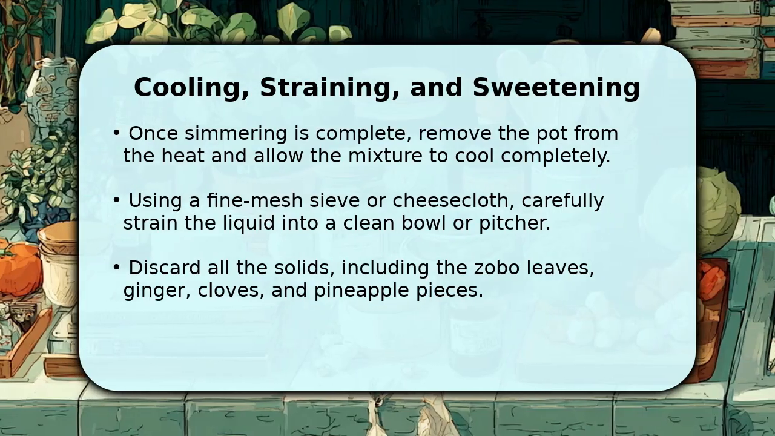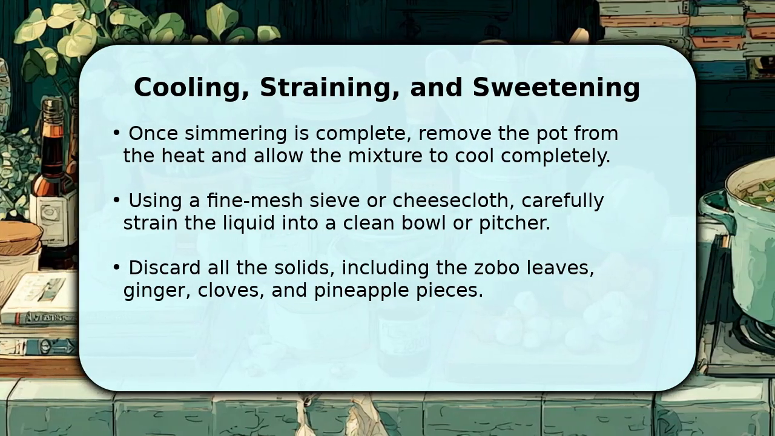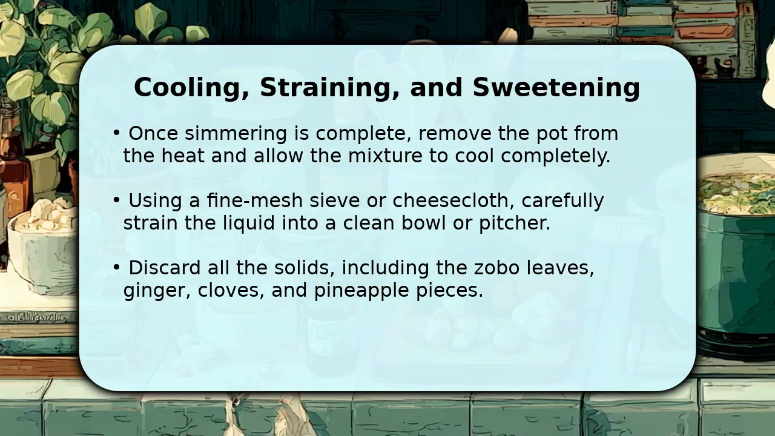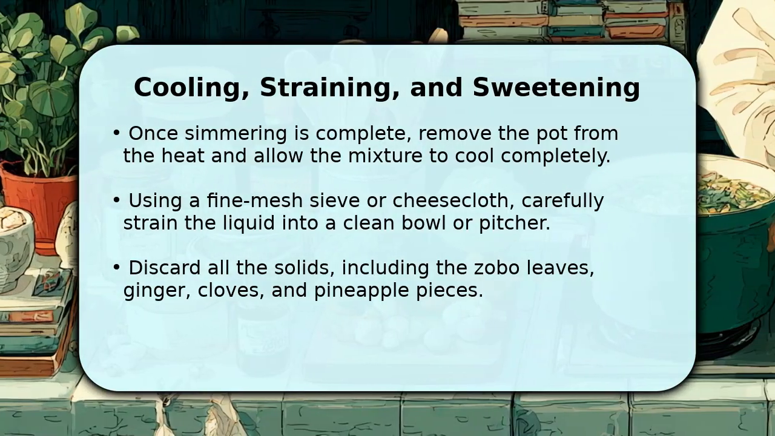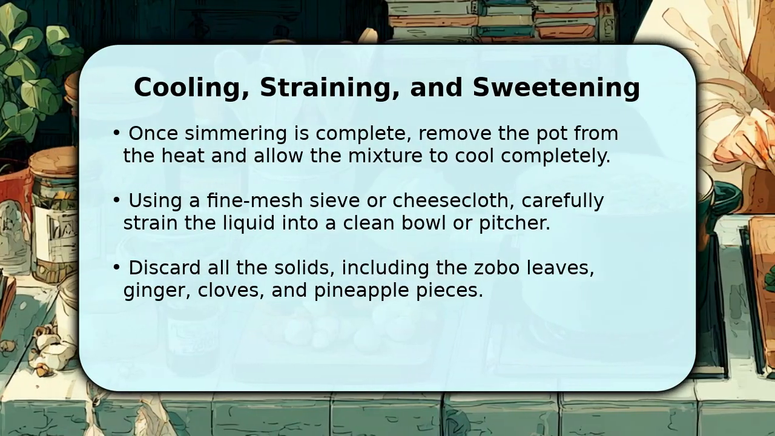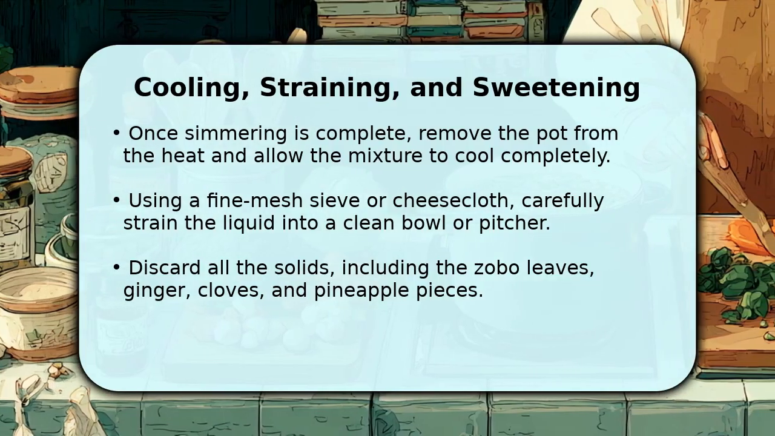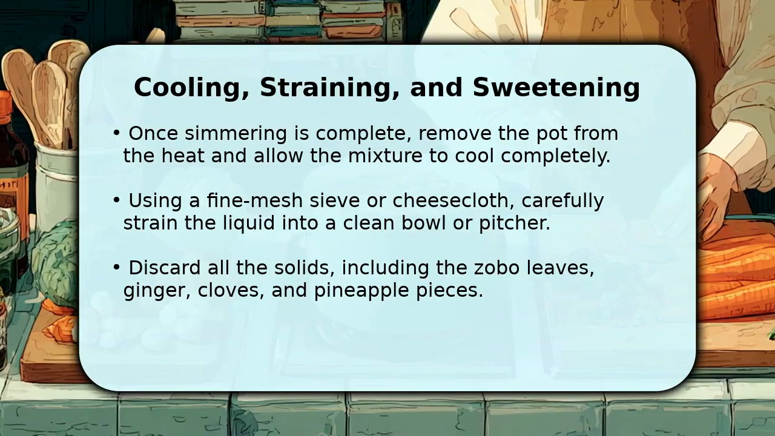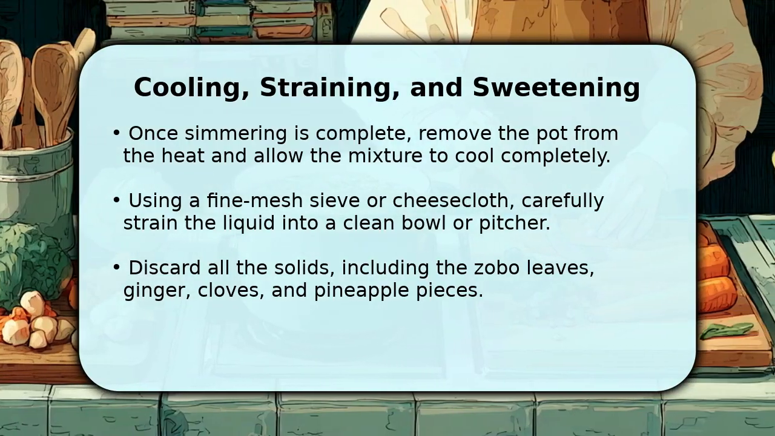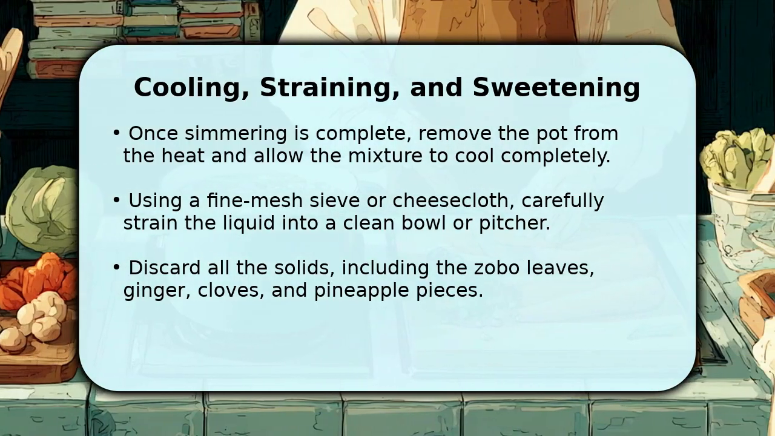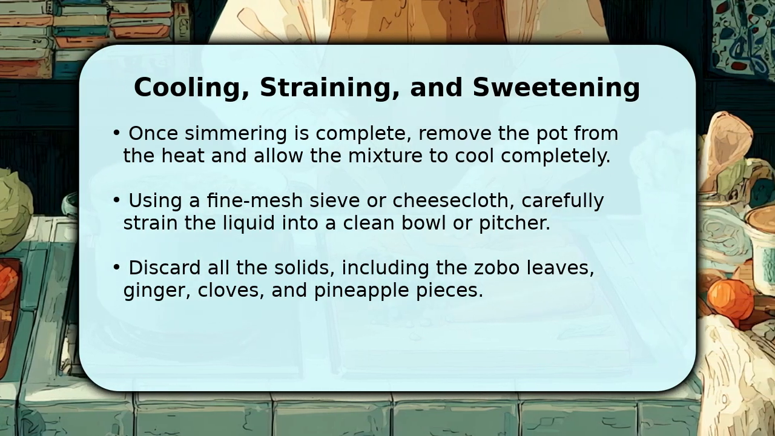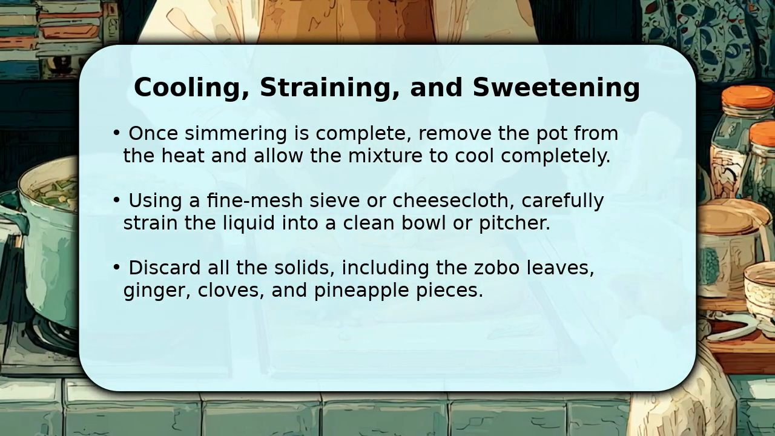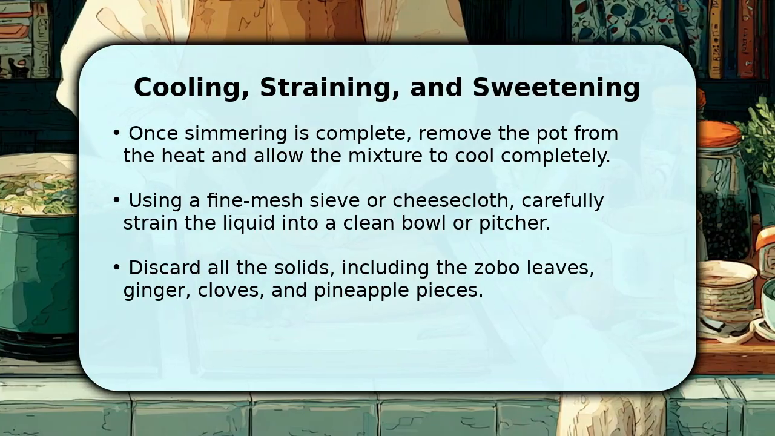When the Zobo has finished simmering, take the pot off the heat. Allow the entire mixture to cool down to room temperature, which might take about 1 hour. Next, carefully strain the liquid using a fine mesh sieve or a clean cheesecloth into a large, clean pitcher or bowl. Discard all the solids, you only want the vibrant liquid. Now, add your desired sweetener, perhaps a half cup of sugar or some honey, stirring well until it completely dissolves into the Zobo.